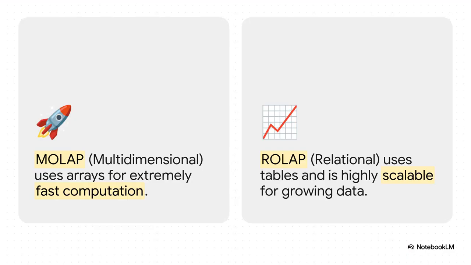So on one hand, you have MOLAP. Think of this one as that pre-built Lego set. It's a special structure designed for one thing and one thing only: pure, incredible speed. This is what you'd want if you are a financial analyst who needs answers like yesterday. Then on the other hand, you have ROLAP. This is your giant box of Lego bricks. It uses regular database tables, which makes it super flexible and able to handle huge growing amounts of data. Perfect for a massive e-commerce site that's adding millions of new sales records every single day.